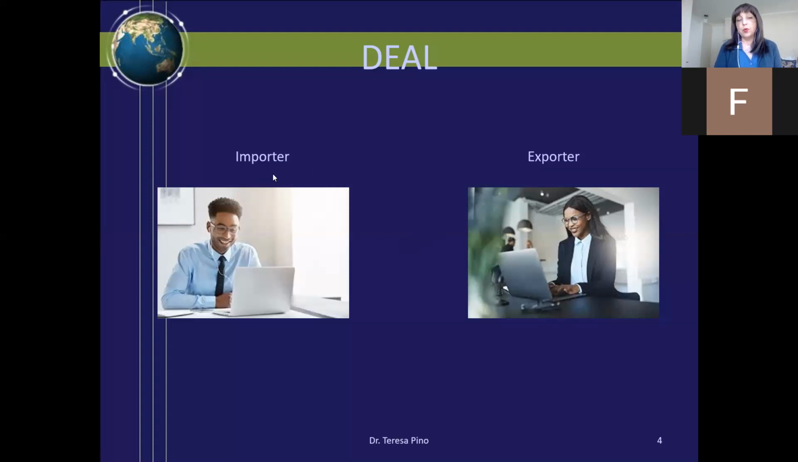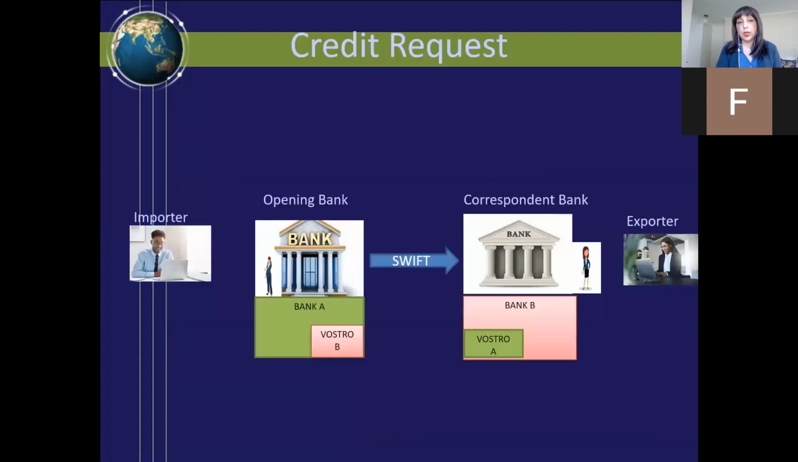So we have the importer, the person requesting the merchandise, and we have the exporter. In this deal, they have to discuss absolutely everything, okay? The type of merchandise, the quantity of the merchandise, how the merchandise is going to be transported, how the merchandise is going to be packaged, everything, how it's going to be paid, all the conditions that are involved in the process of this transaction.